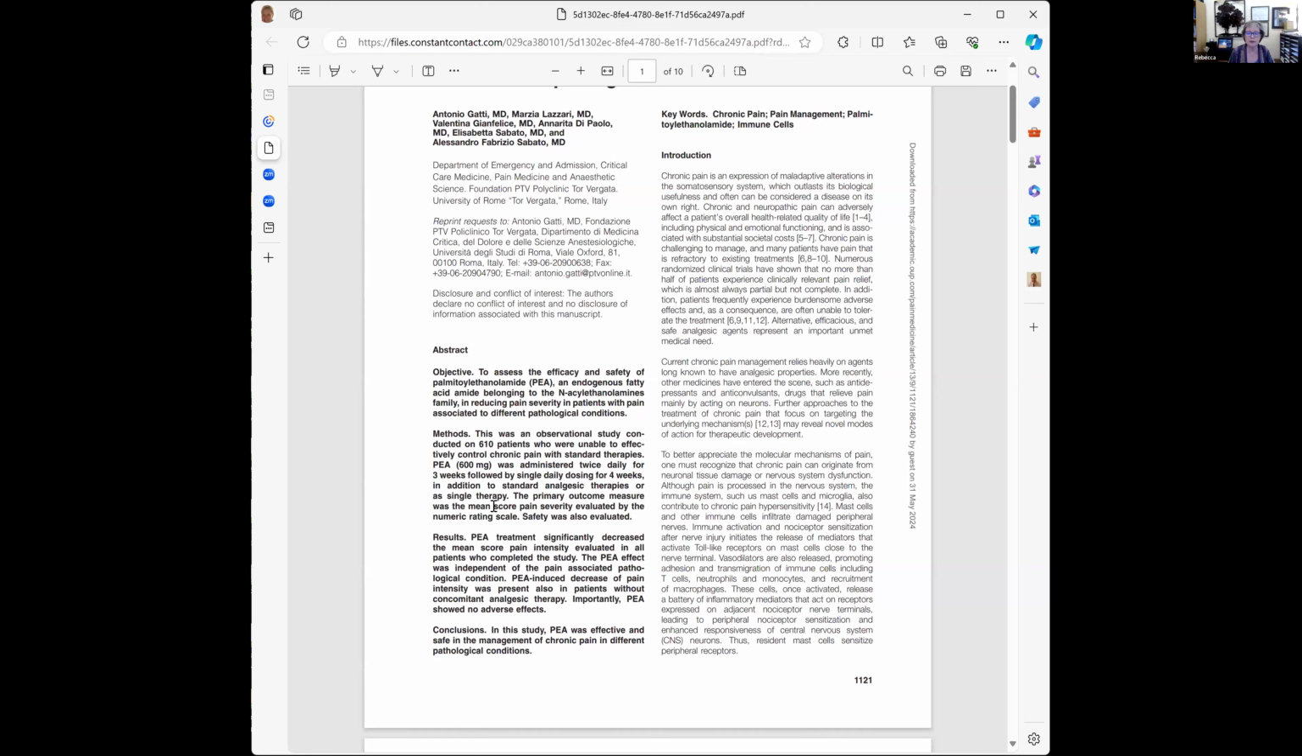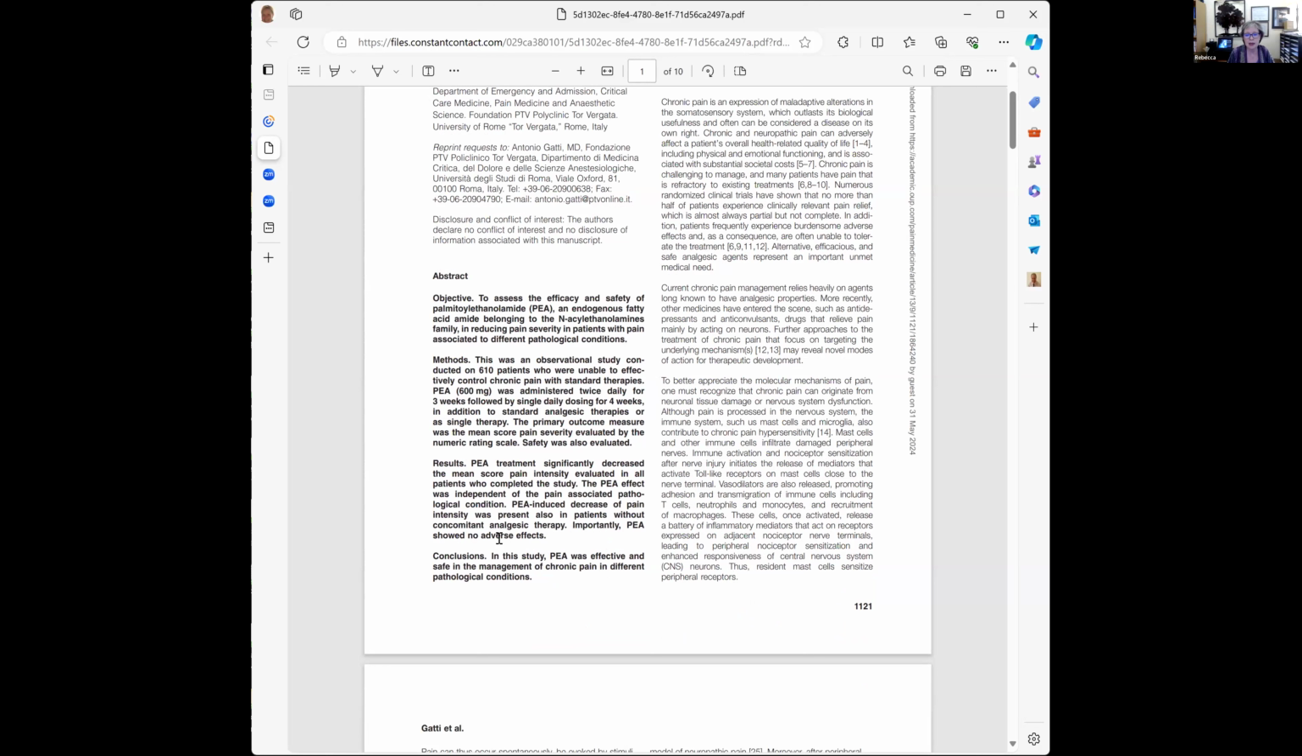The primary outcome measured was the mean score pain severity evaluated by the numeric rating scale. Safety was also evaluated. Results: PEA treatment significantly decreased the mean score pain intensity evaluated in all patients who completed the study. The PEA effect was independent of the pain associated pathological condition. Wow. I mean, that is so sweet. That is so cool. PEA induced decrease of pain intensity was present also in patients without concomitant analgesic therapy, without using anything else.